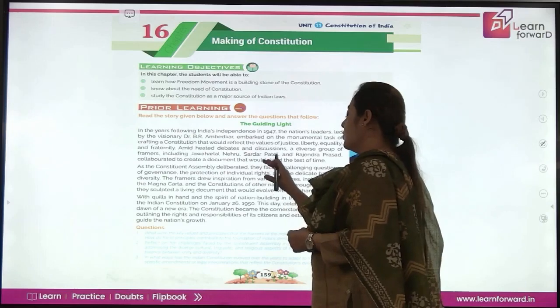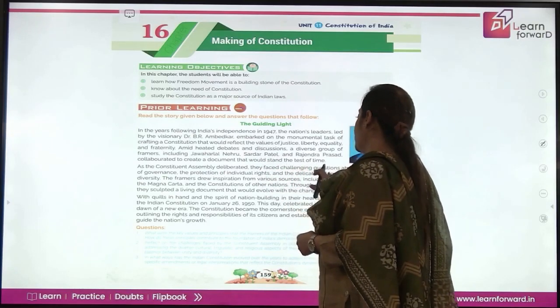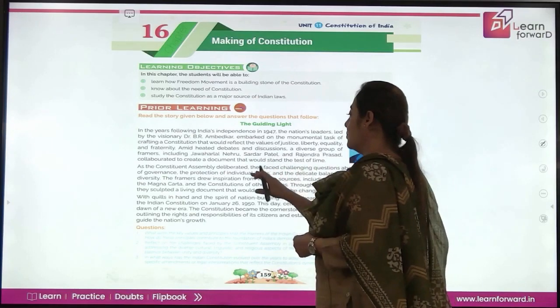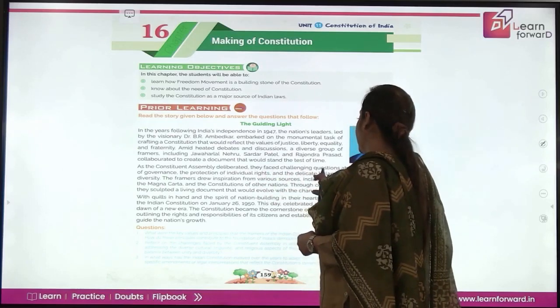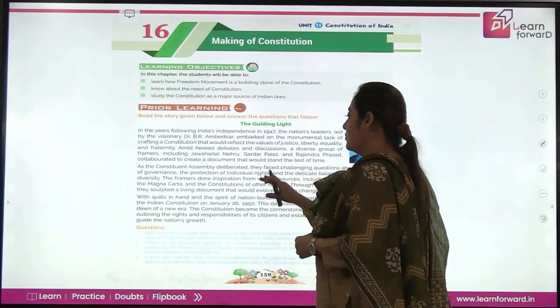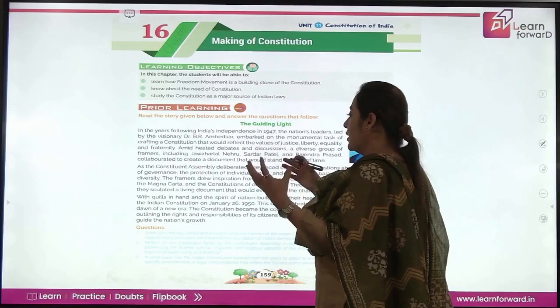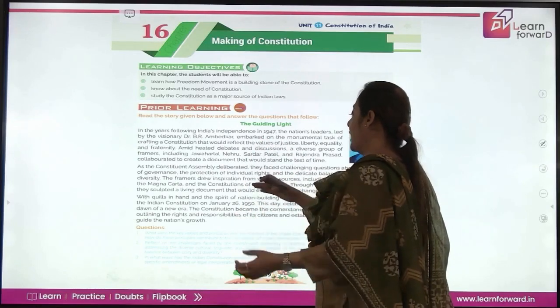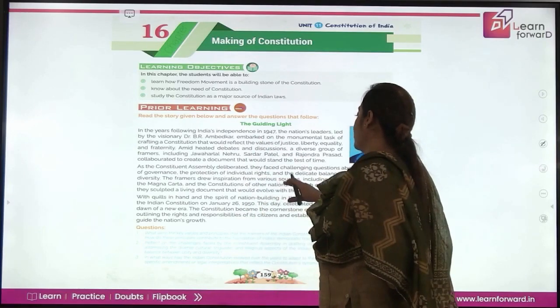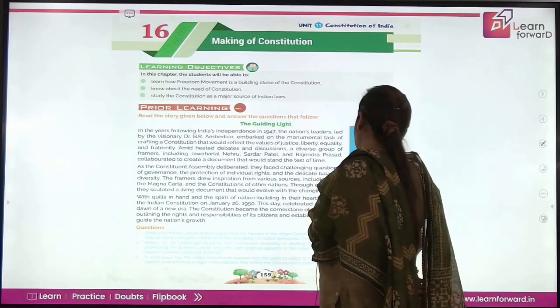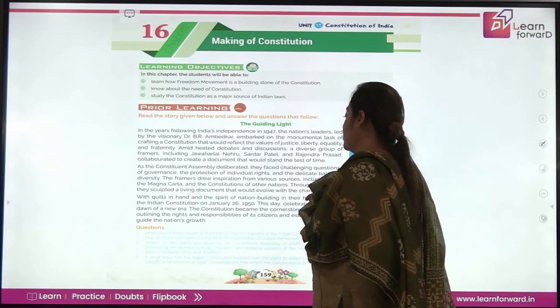As the Constituent Assembly deliberated, they faced challenging questions about the structure of government, the protection of individual rights, and the delicate balance between unity and diversity. The framers, they were basically not the farmers, they were the framers, who had drawn inspiration from various sources, including India's ancient wisdom, the Magna Carta, and constitutions of other nations.